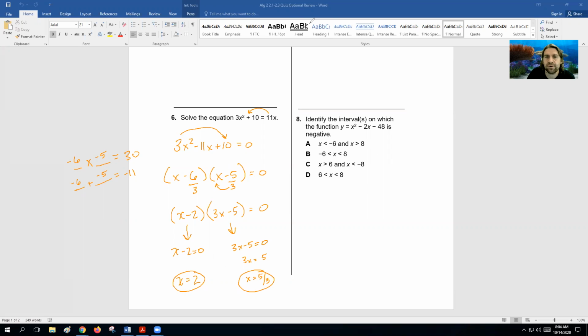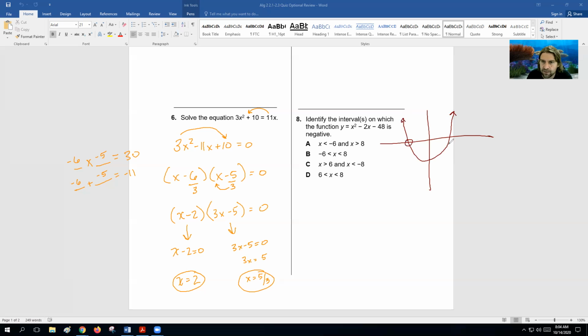Okay, last problem here. Identify the intervals on which the function y equals x squared minus 2x minus 48 is negative. Okay, so let's first look at the equation here. Is this parabola going to open up or down? This is going to be a happy face because our a number is positive. So our graph is going to look something like this.